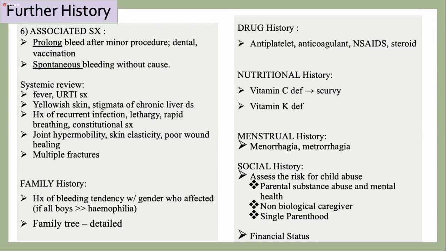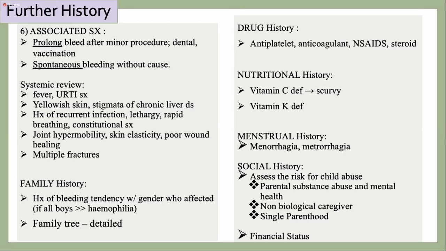Okay, and then ask regarding multiple fractures suggestive of osteogenesis imperfecta. For the family history, if there is any relative with a similar presentation as the patient, we need to know the gender of the relative affected. If the gender was a boy, then hemophilia is strongly suspected.